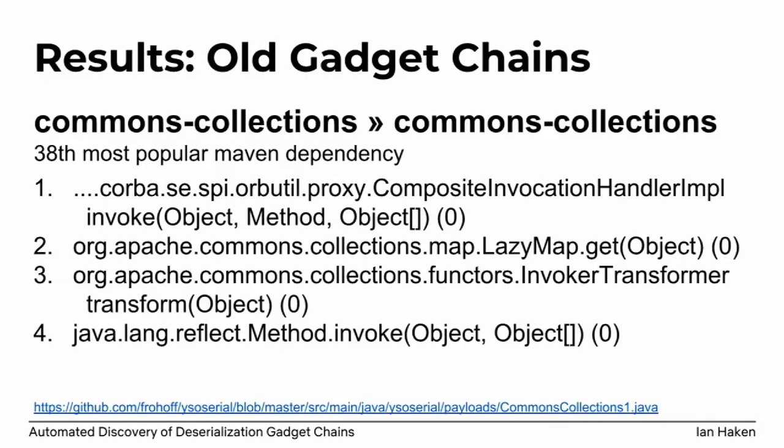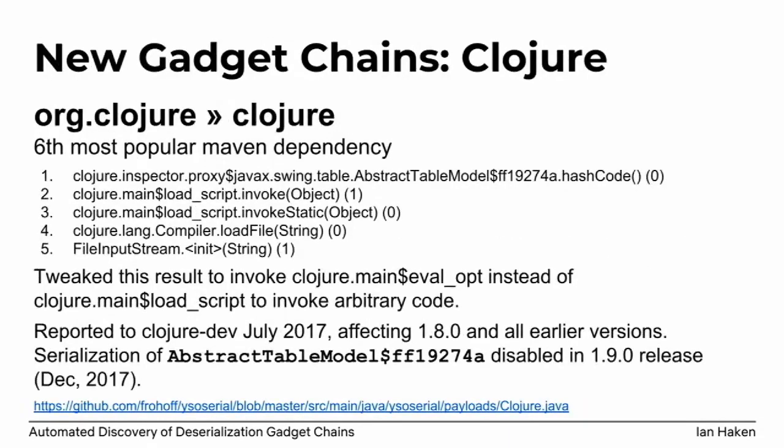It's doing something useful. The very first thing that Gadget Inspector discovered, though, was a gadget chain in Clojure. And we thought Commons Collections was interesting because it's the 38th most popular library. Clojure is the 6th most popular library. So this was really interesting to me. It found a gadget chain starting in hashCode and got down to the bottom here where basically it was able to read an arbitrary file from disk and execute it as Clojure. It turns out that by tweaking that last step, and instead of calling load-file, you call eval, you get exactly the gadget chain that I've been describing at the beginning of the talk. So that turned into an RCE gadget chain.